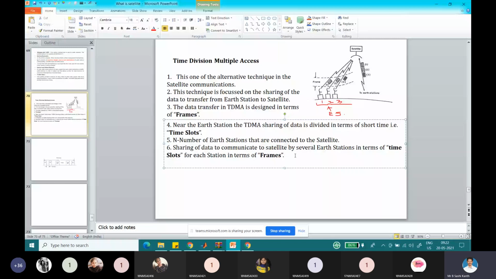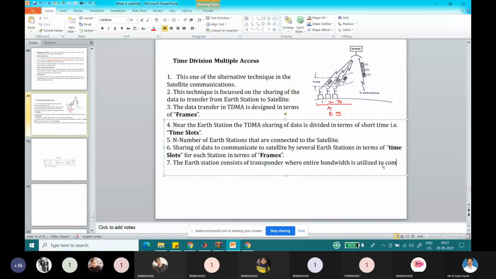The next point is that the Earth station consists of a transponder where the entire bandwidth is utilized to communicate directly with the satellite.